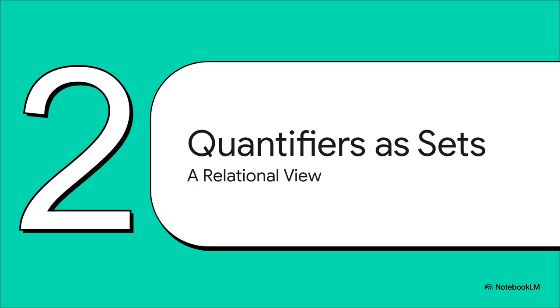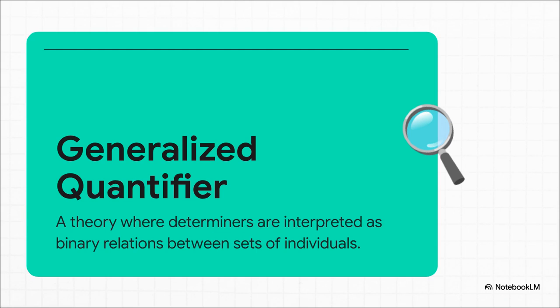So how did they get past that roadblock? Well, it took a totally brilliant shift in perspective. And that brings us to the core idea. What if we stop thinking about these words as just symbols and start thinking about them as relationships between sets? And this is the big idea. It's called Generalized Quantifier Theory.